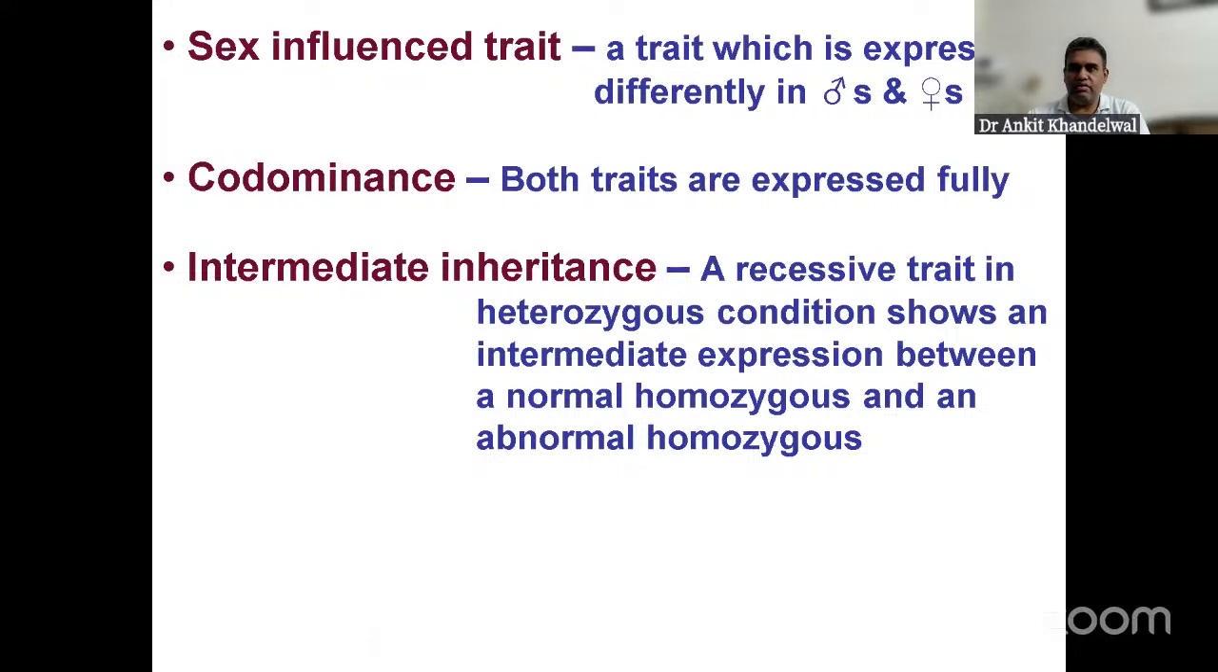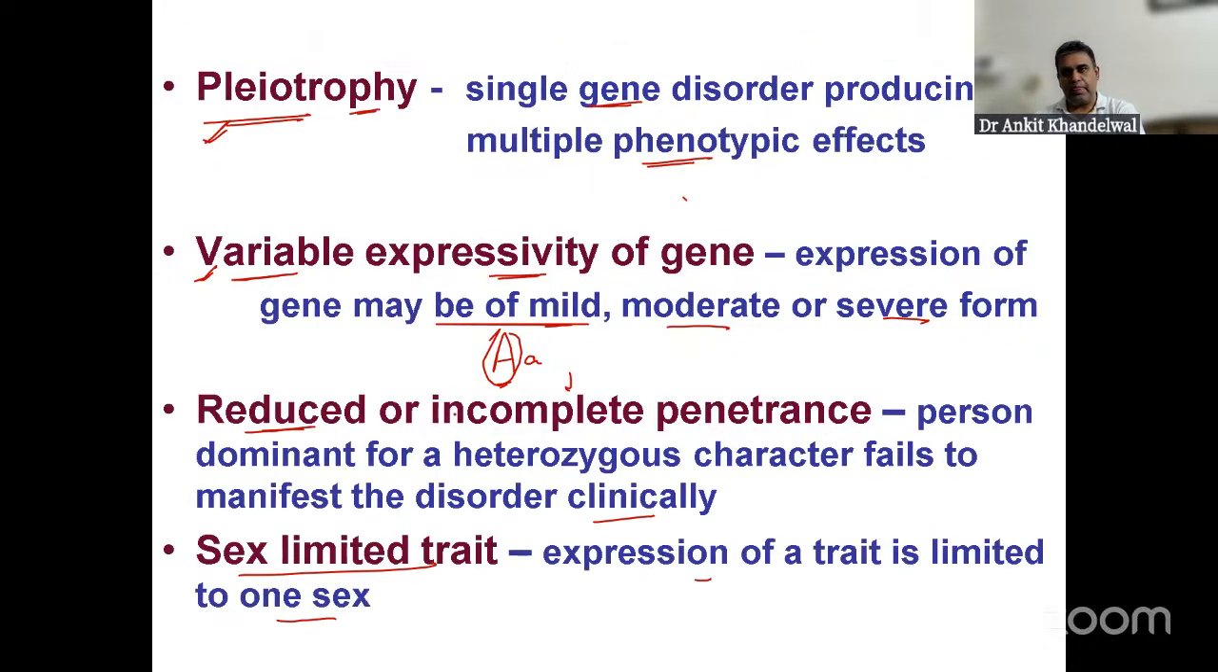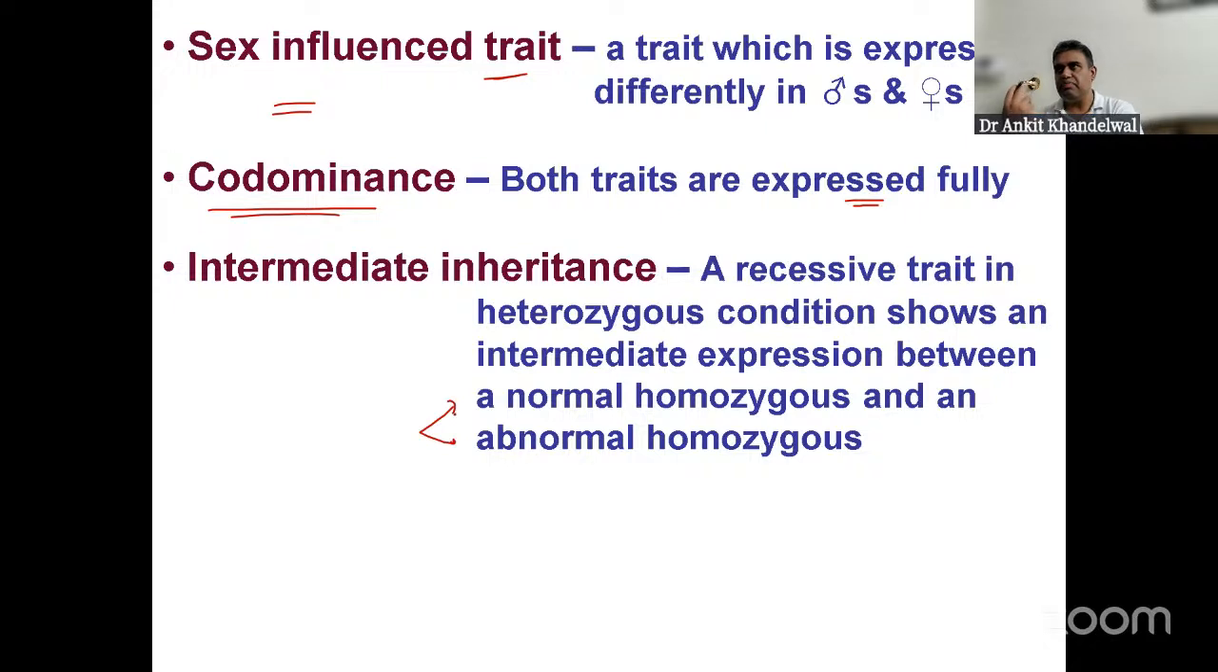Then the other things you need to understand: sex influenced trait, a trait which is expressed differently in males and females. Some traits may be expressed differently in males, some may be expressed differently in females. So that is sex influenced trait. Understand this. Codominance: both traits are expressed fully. Intermediate inheritance: a recessive trait in heterozygous condition shows an intermediate expression between normal and abnormal. So somewhere in between, you have a heterozygous condition with the recessive trait. That is intermediate inheritance. Okay, so these two slides, the important points you should know, form the basis of the understanding of genetic disorders.